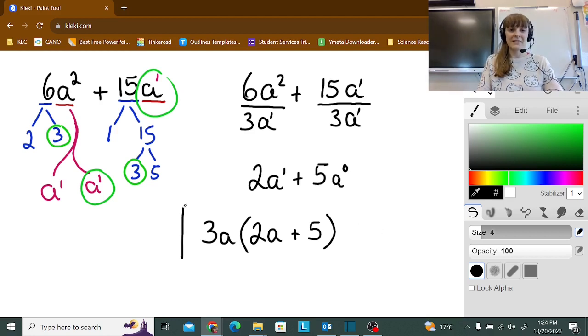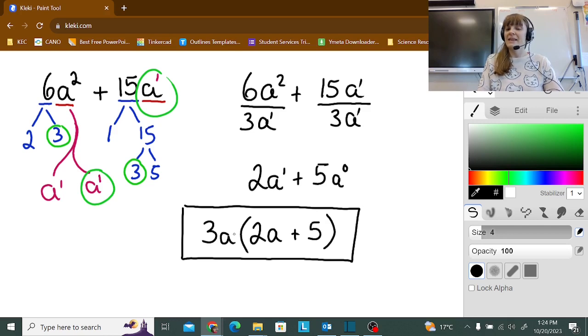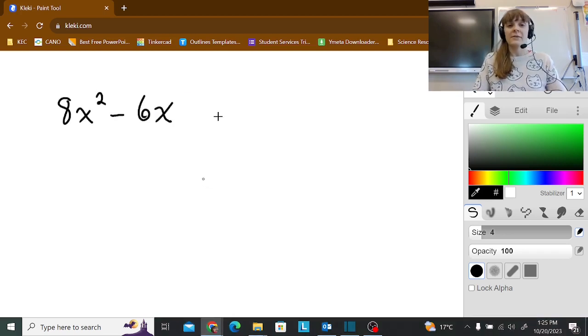And there you have it. We have now factored this equation here. We started off with 6a squared plus 15a, and we became 3a times (2a plus 5). So here we have another example. This time we have 8x squared minus 6x.